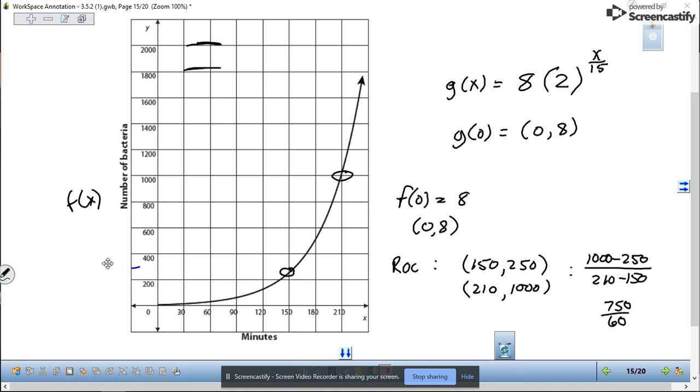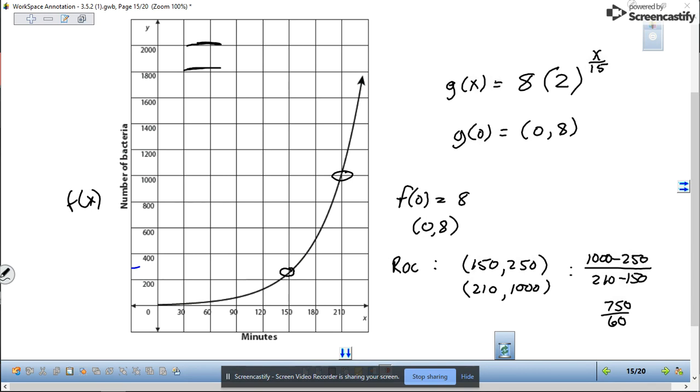Alright, I got cut off on my timer on the last video, so we're picking up right where we left off in example 2. So we're doing f of x, we're doing the rate of change. We got 150, 250 for the first point, and then so at 150 minutes, there's 250 bacteria. At 210 minutes, there's 1,000 bacteria, and so we were using that to calculate the average rate of change. We got 750.